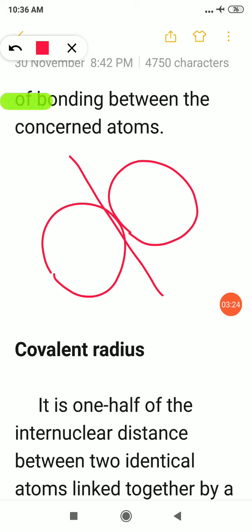So instead of doing that, we have an instrument that is called XRD, X-ray diffraction technique. By using the X-ray diffraction technique, we can measure the covalent radius. This is the diameter. Now we can measure the radius. The radius will be equal to half of the diameter. So half of this value is the radius.